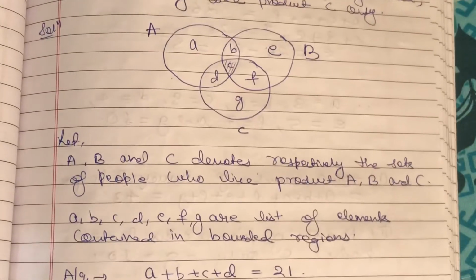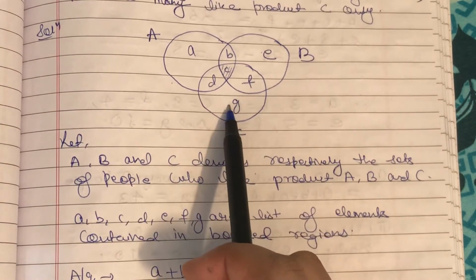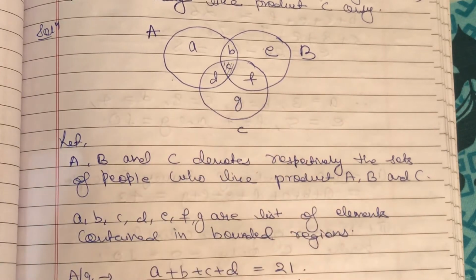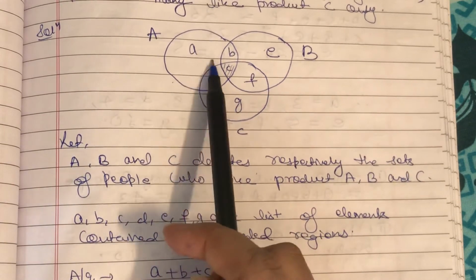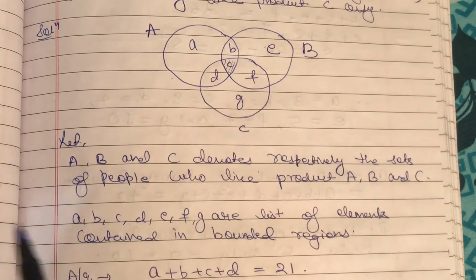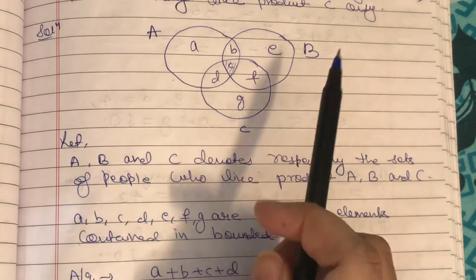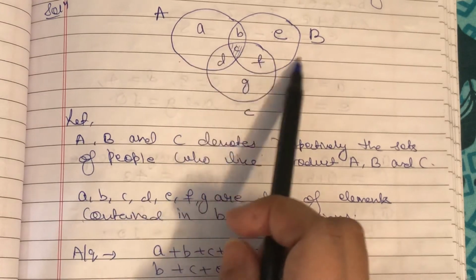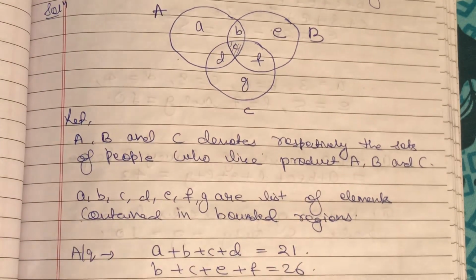A, B, C over here denote respectively the set of people who like product A, B, C. A, B, C, D, E, F, G are the list of elements contained in the specific bounded regions. These lines are common in every question if you are using this ABC set, right? So you need to mention what this A, B, C, D, E, F, G are, what this A, B, C are, in every question.